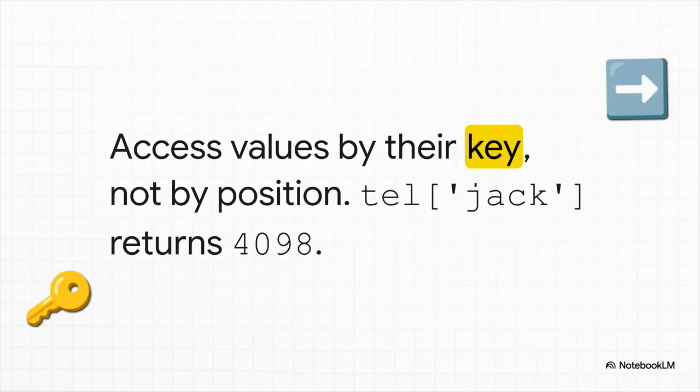Now, this is a complete game changer compared to lists. You don't get your data by its numerical position, like item number 3. No, you use its unique key. So if you want Jack's number, you literally ask for tell Jack's. This makes looking up information incredibly fast and logical, which is perfect for things like user profiles or storing settings.